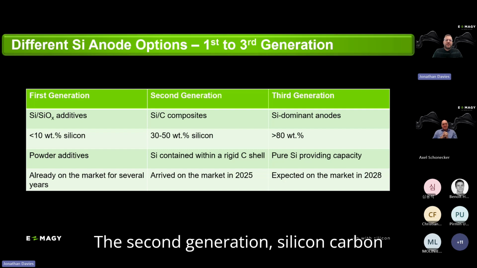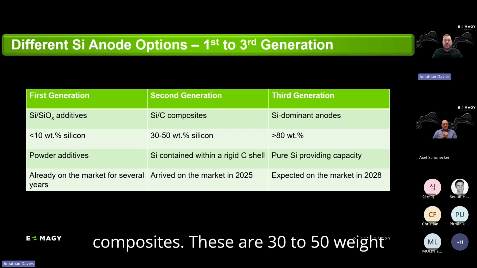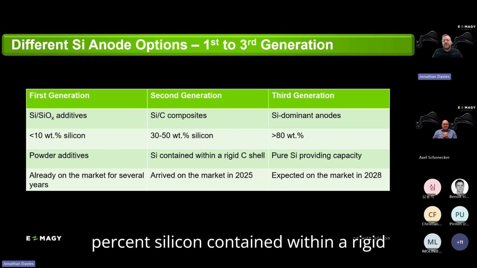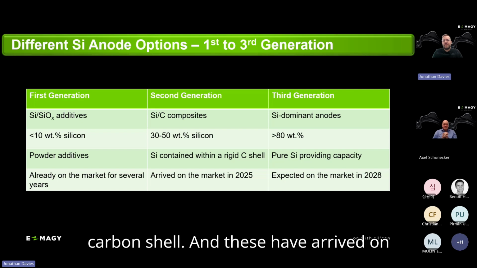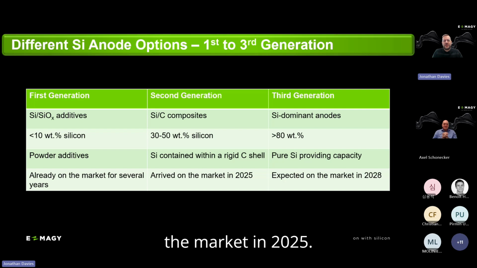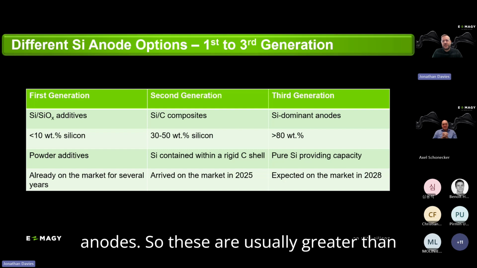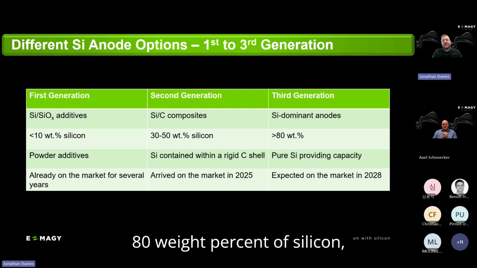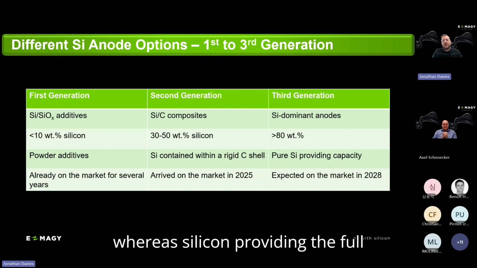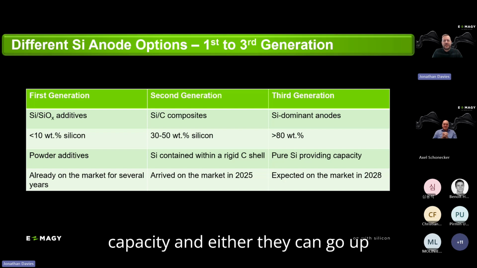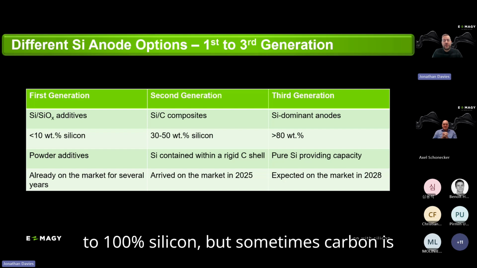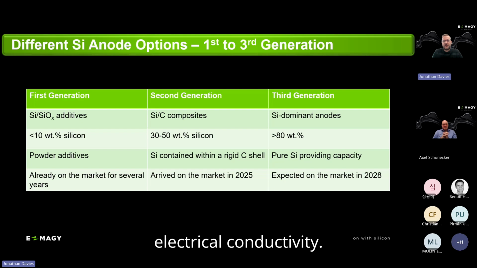The second generation, silicon carbon composites. These are 30 to 50 weight% silicon contained within a rigid carbon shell, and these have arrived on the market in 2025. The third generation, silicon dominant anodes. So these are usually greater than 80 weight% of silicon, where silicon provides the full capacity, and they can go up to 100% silicon, but sometimes carbon is added in small amounts to provide electrical conductivity. And these are expected on the market, say 27, 28.